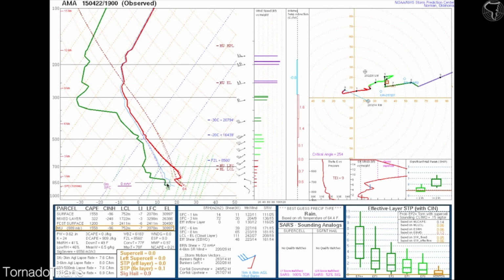You know, what's the cap doing? How deep is our moisture? In this case, not very deep. You know, what's the odds of us getting some surface warming? There's full sunshine going on here, so you're going to get a little warmer to weaken that cap a little bit.